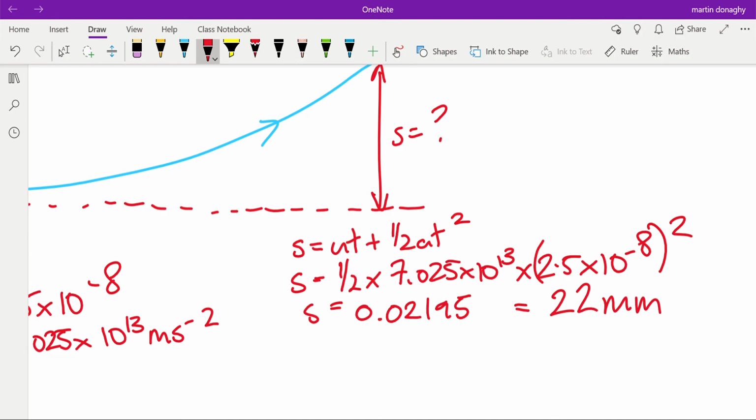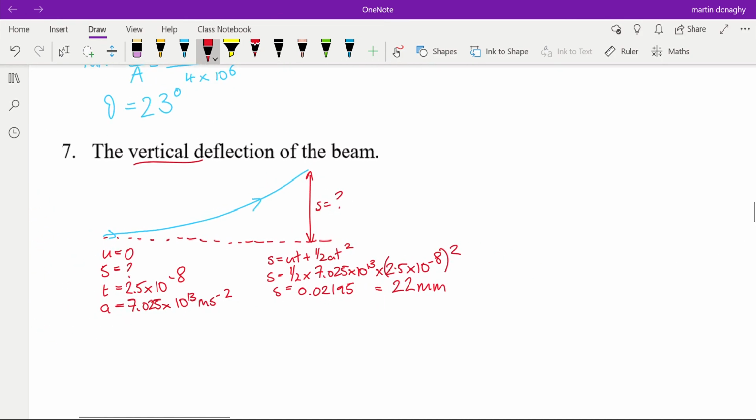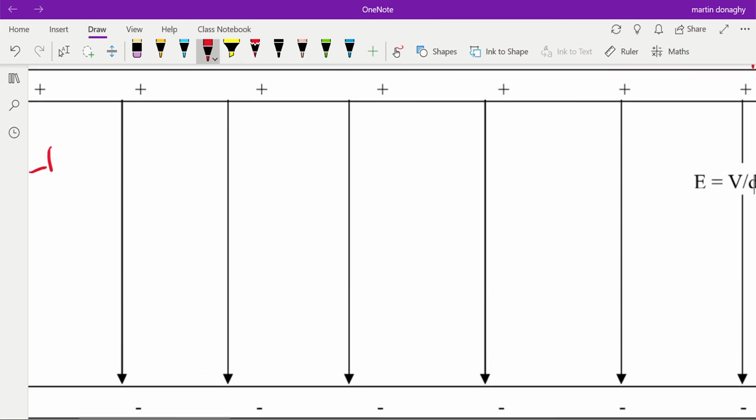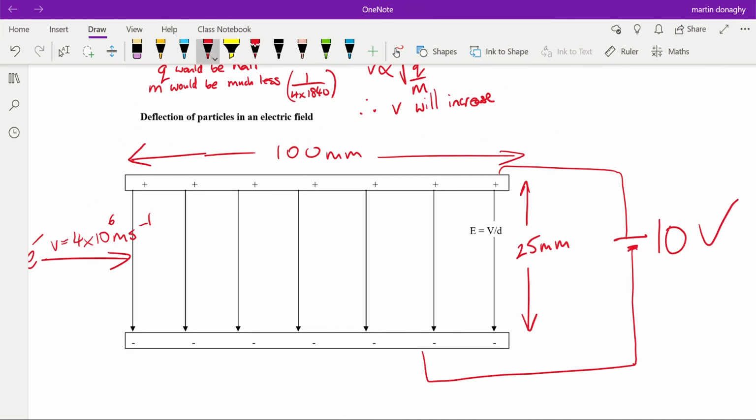Now what that means, if you're asked to comment on your answer, is if we go back to the original diagram, it would actually take a path something like this. Because if you remember, this is 25 millimeters, so if by the end of it our electrons are 22 millimeters from the center point, that's more than the 12.5 millimeters they have to play with. So in fact this beam would head into the top plate.